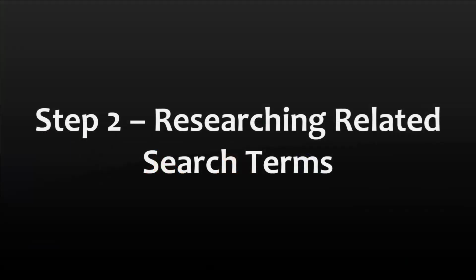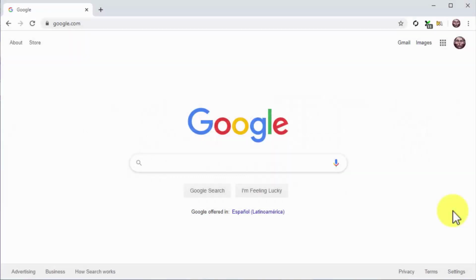Step number 2. Researching related search terms. Now that you have picked your niche, it is time that you find the search terms related to that niche. Search terms are long-tail keywords that potential customers use to find content in your niche, and also when they are researching products before making a purchase decision. It is important that you collect these search terms before you start your YouTube business, because you can use them to optimize your videos for maximum reach.